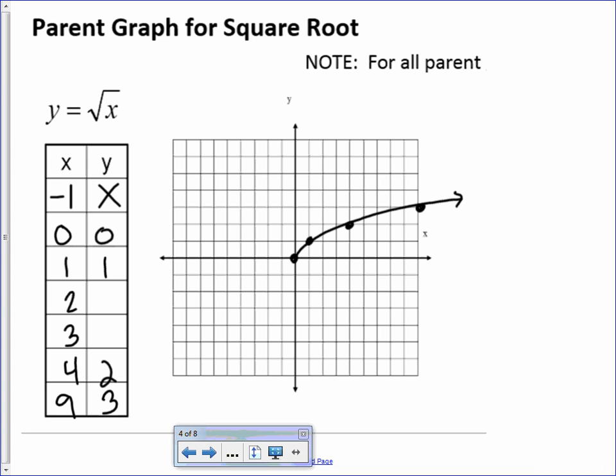Okay, the only other things we want to add to this is I want to talk about domain and range. Does anybody remember anything about domain and range? Damon, what do you think you might remember?